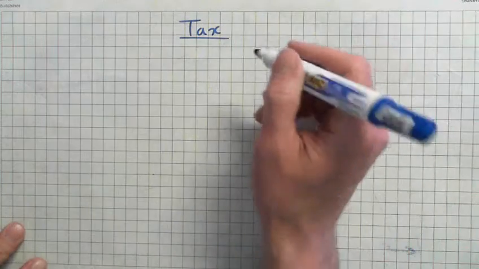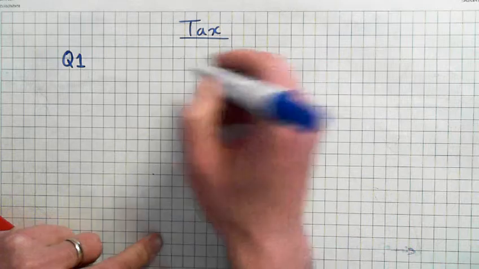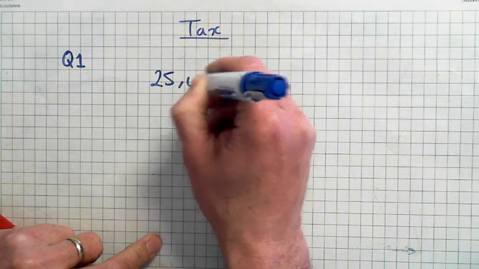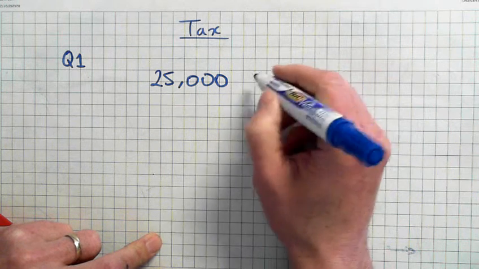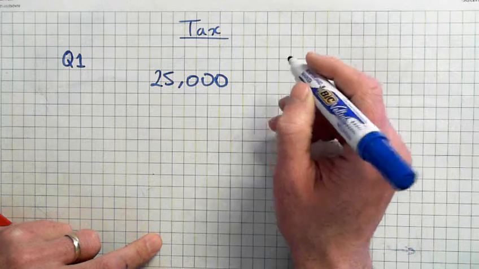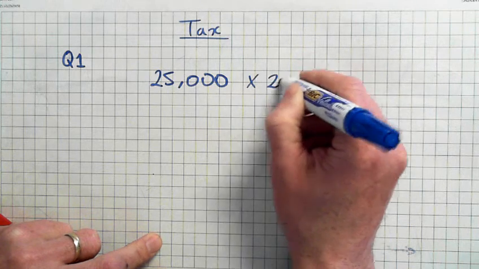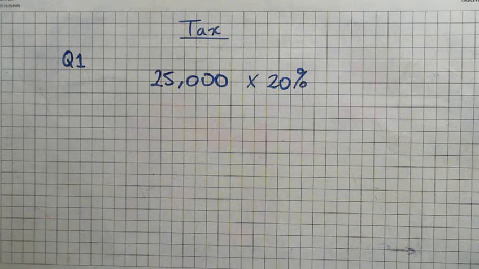So we'll do question 1. Robert earns 25,000 and he pays tax at a standard rate of 20%. So you have to calculate his tax payable. You just multiply by 20% in the calculator.